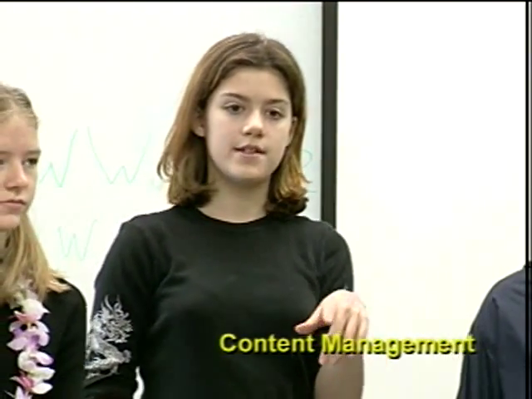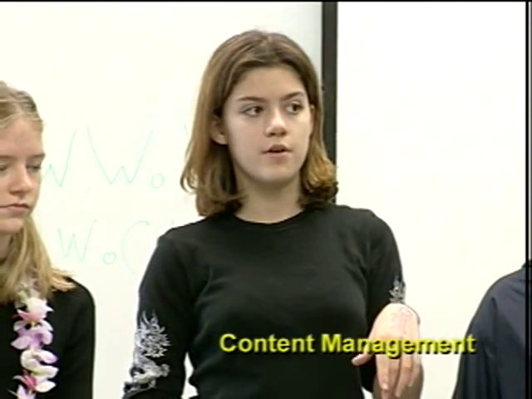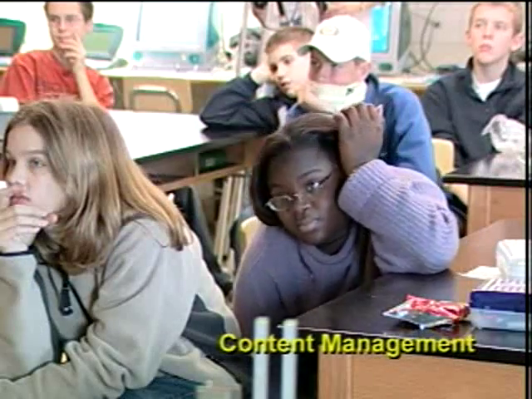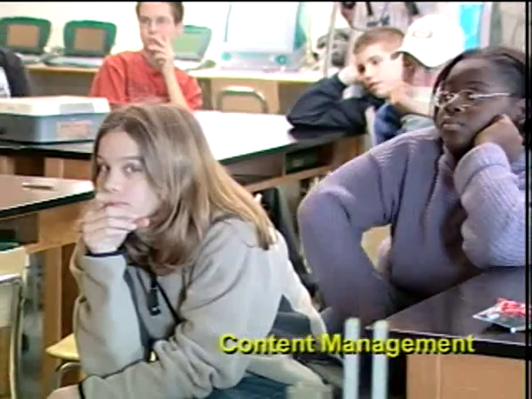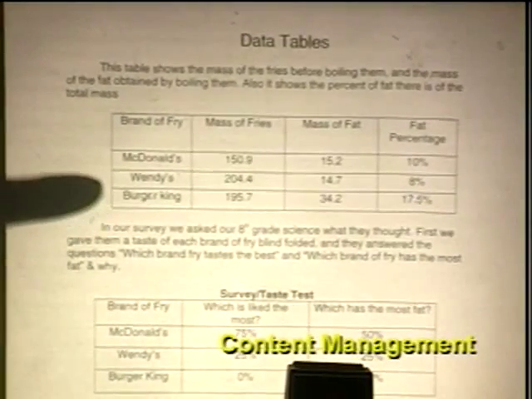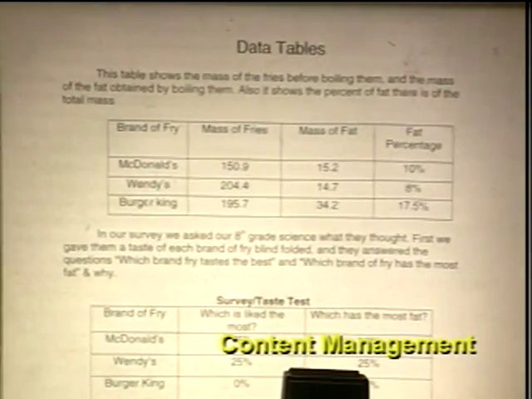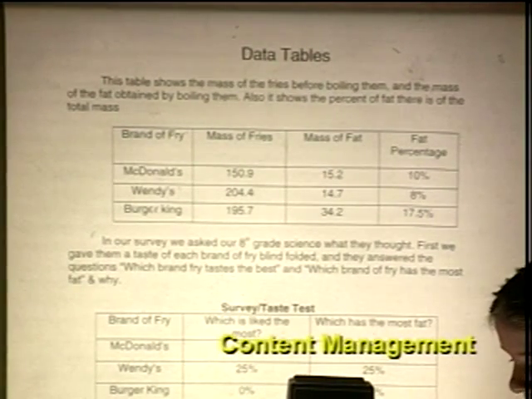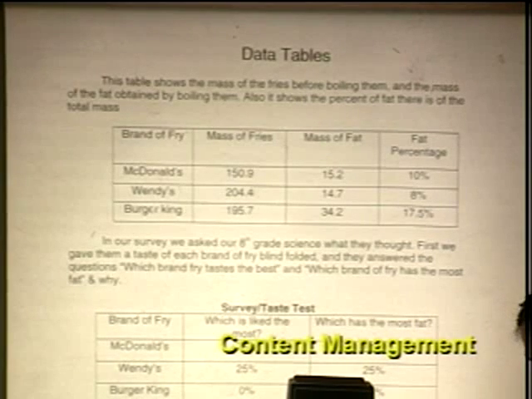Before we did that, we had to take the mass of the beakers alone, and then we had to take the mass of the beakers with the fries. This is some of the data we collected, and this shows the brand of fries we used and the fat we got off of them. And so for Burger King, we got 17.5% fat, and so it had the most by far.